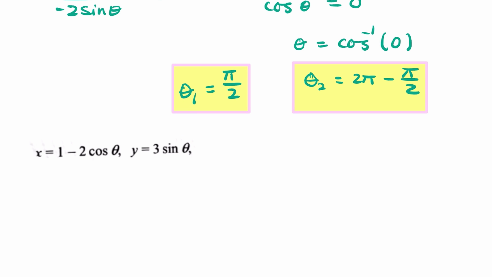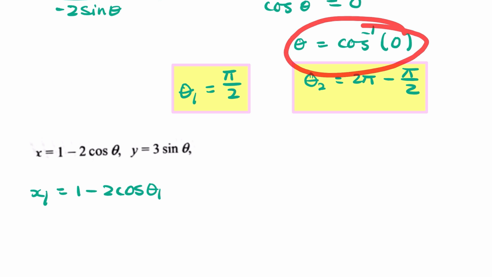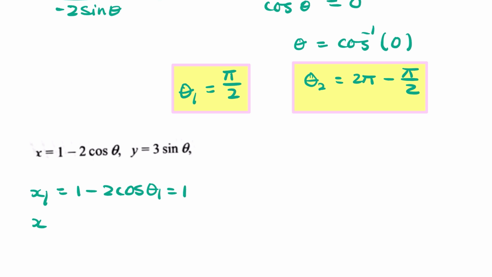So for x1, we'd say x1 equals 1 minus 2 cosine theta 1. But I guess we know the cosine is 0 because that's where it came from. So it's going to be equal to 1. And x2 is 1 minus 2 cosine theta 2. And it's the same.